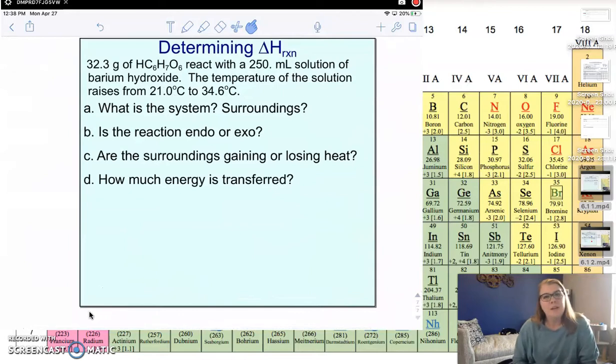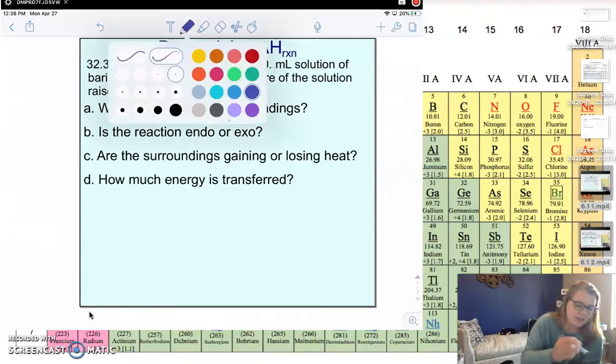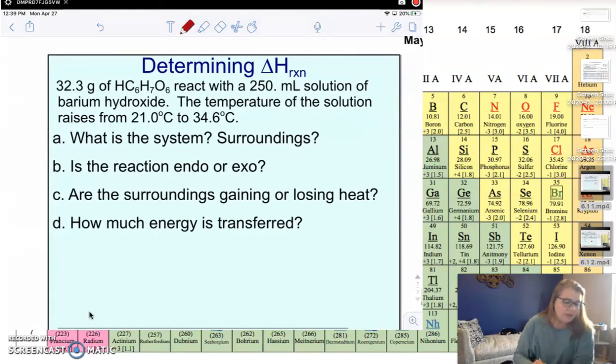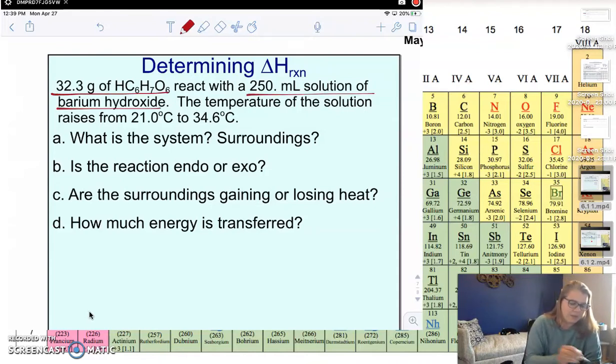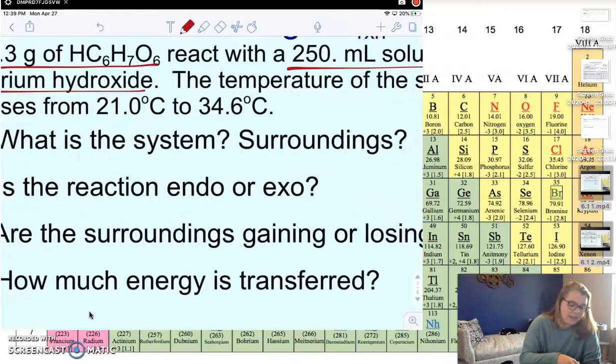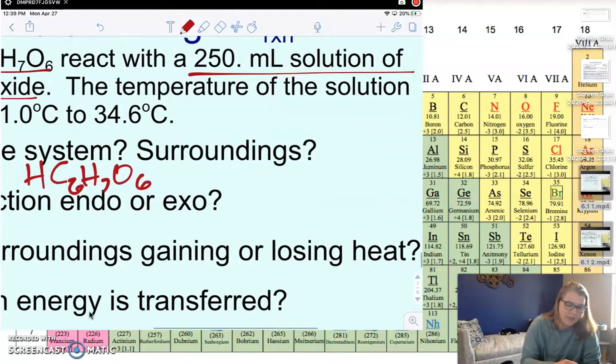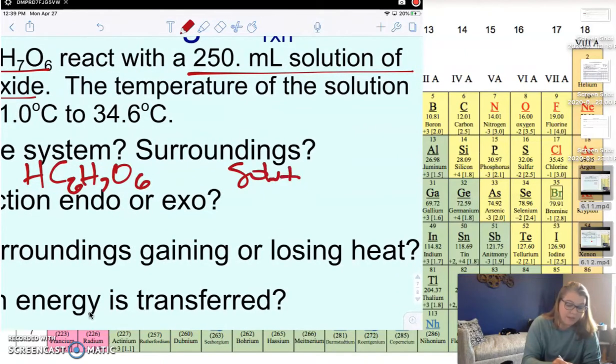Let's do another example. We've got 32.3 grams of that, and we are reacting it with a 250 mL solution of barium hydroxide. The temperature of the solution raises from 21.0 degrees Celsius to 34.6 degrees Celsius. Looking at our variables here, what is the system, what is the surroundings? My system in this case is going to be the HC6H7O6, and my surroundings is going to be the solution that I'm mixing it in.